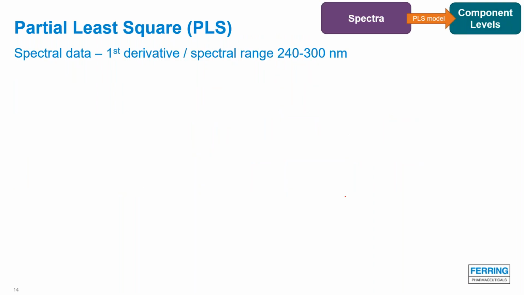Let's move on now to the second tool that we used in multivariate analysis, which is called partial least squares, PLS in short. So now we will have on one side the predictors, which are the spectral data, 800 or more than 800 columns. On the other side, we have the dependent variables, which are the component levels. And in between, what we want to do is to create a model that we call a PLS model that will be able to predict the composition from unknown spectra. We will use first derivative and the 240 to 300 nanometer range.